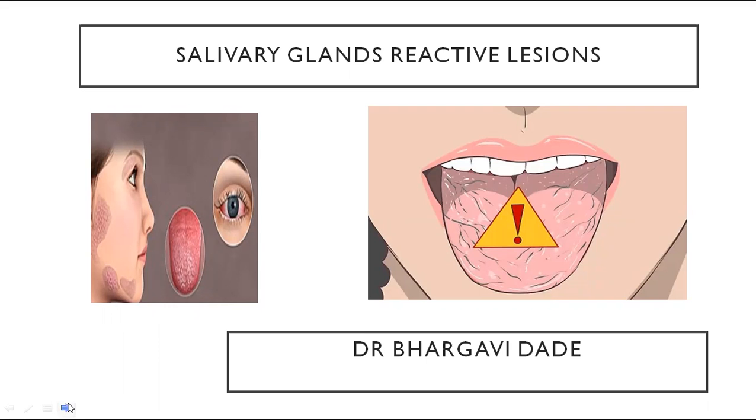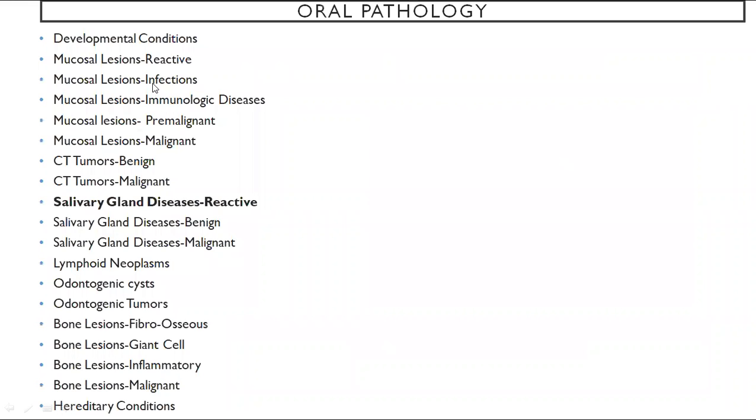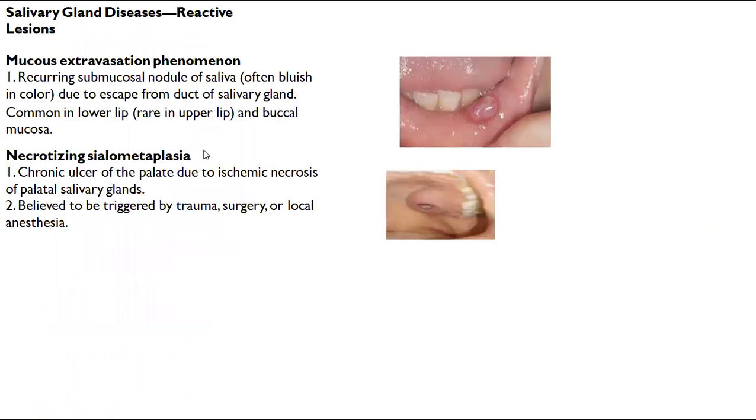Now, in case you have missed my previous classes in oral pathology, you can always check out the playlist that I'll link at the end of this video. I've covered developmental conditions, mucosal lesions, and connective tissue tumors. And right now we are at salivary gland diseases, and we are going to cover reactive lesions in today's video and benign and malignant in the next video. So let's get started.